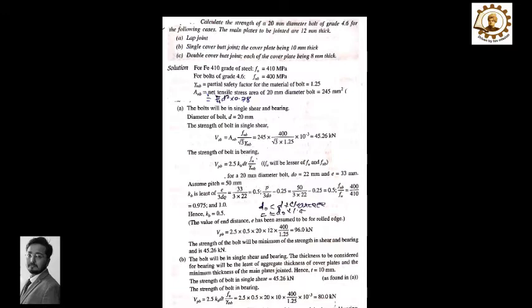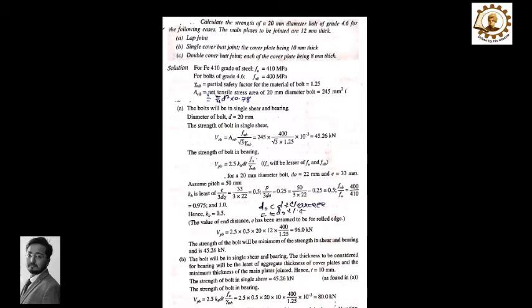Grade of bolt 4.6. So from this property we can find out the ultimate tensile strength of bolt from Table number 1, page number 13 of IS 800:2007. The main plates are 12 mm thick, so the thickness of the main members is available.